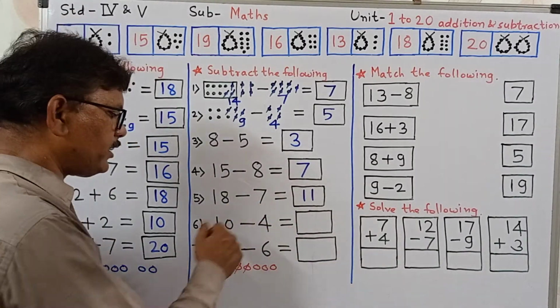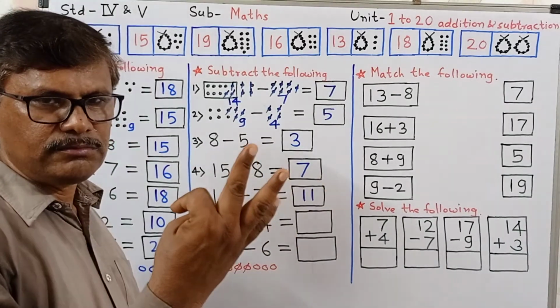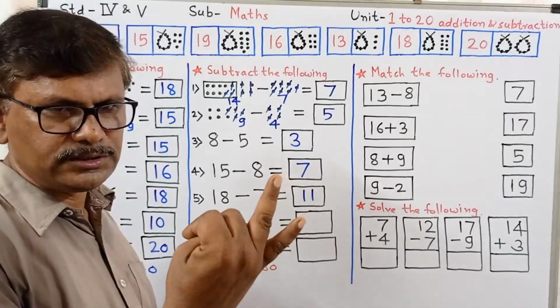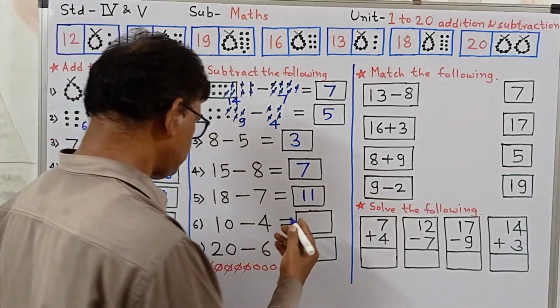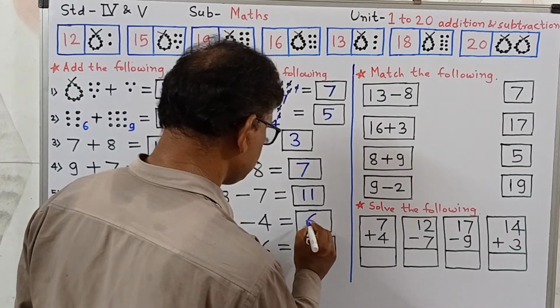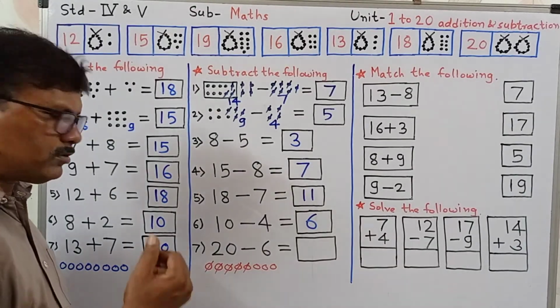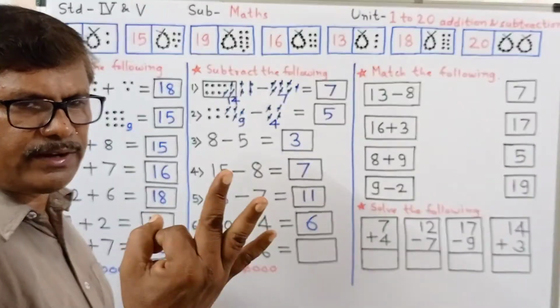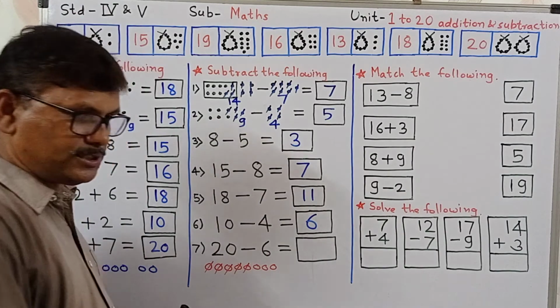Okay. 10 minus 4. Take 4 fingers and count down from 10: 9, 8, 7, 6. 10 minus 4 is equal to 6. Or the second one, that is count after 4 up to 10: 5, 6, 7, 8, 9, 10. 6.